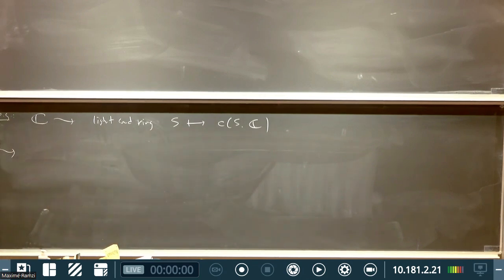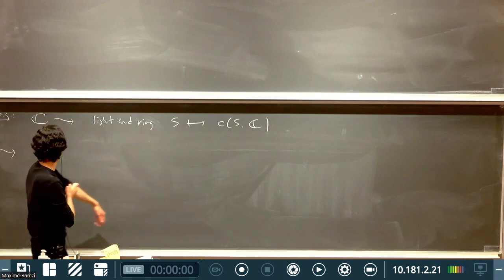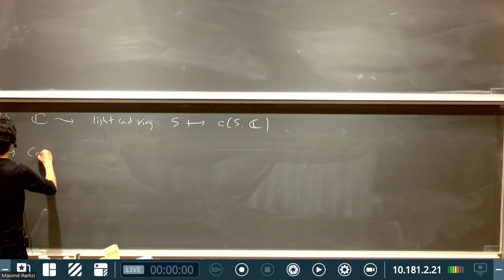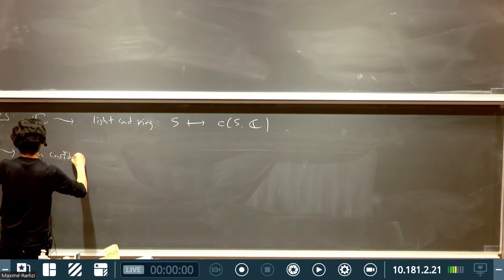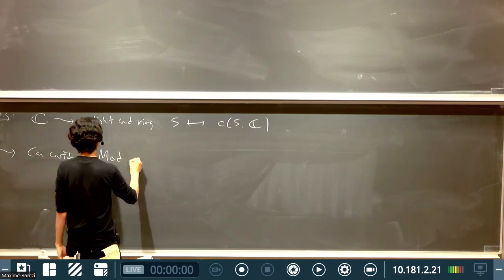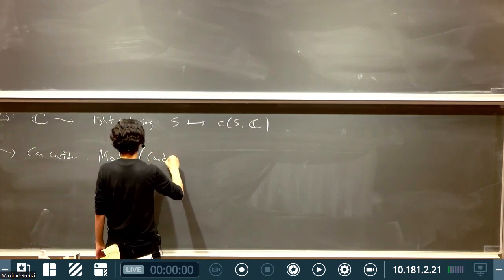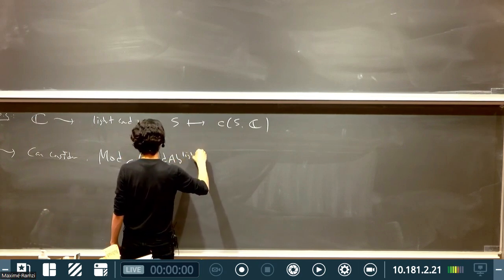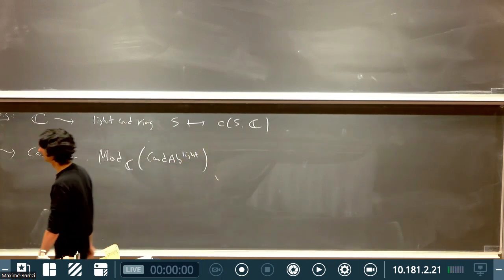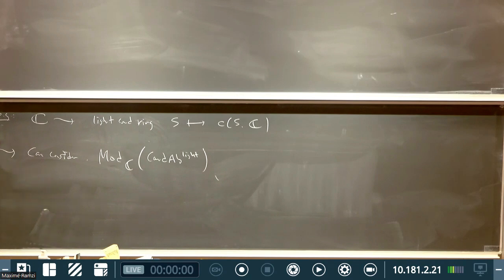There's a tensor product, as with any sheaf category, sheaves of abelian groups. This is an algebra object, so we can consider C modules in condensed abelian groups, light condensed abelian groups. And that's our version of topological C vector spaces.